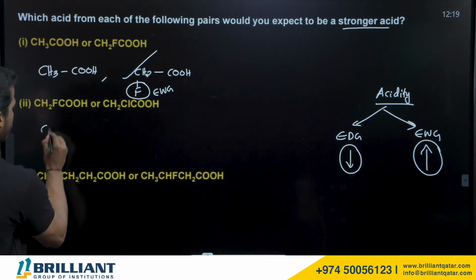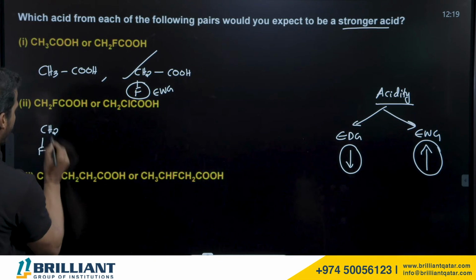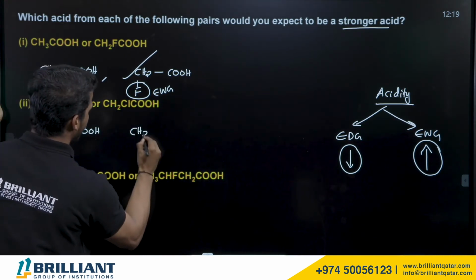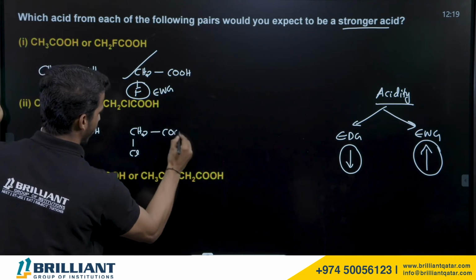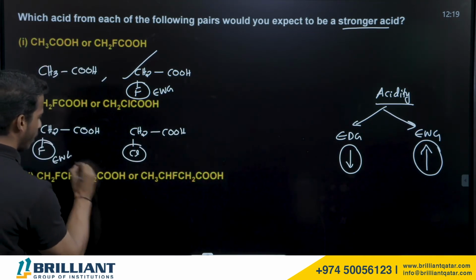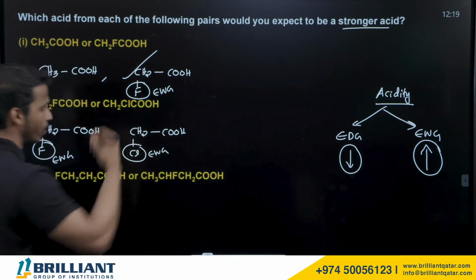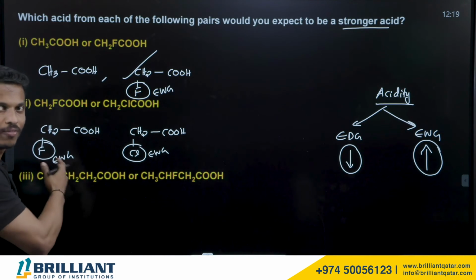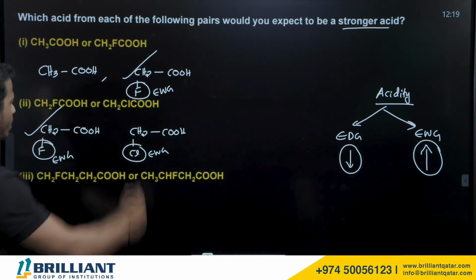Next one, CH2F COOH and here CH2Cl COOH. Here one is fluorine, one is chlorine. Fluorine is a withdrawing group, chlorine is also a withdrawing group. But which is the strongest withdrawing group? You know, fluorine. So its effect is greater, and it is the more acidic one.